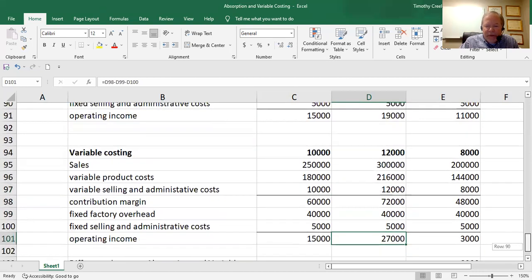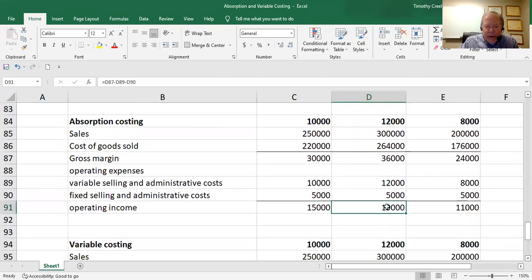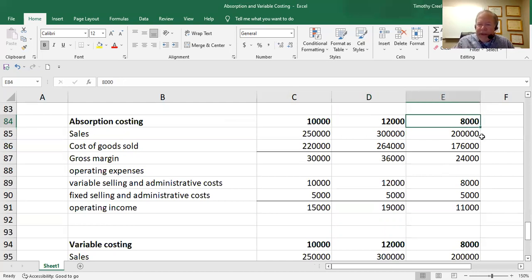Now, notice that the operating income under variable costing in this example is greater than that of absorption costing. Because you remember I said the rule earlier, if you sell more than you produce, variable costing will give us greater operating income than absorption costing. And in this case, we sold 12,000, we only produced 10, so variable costing will give us higher operating income numbers.